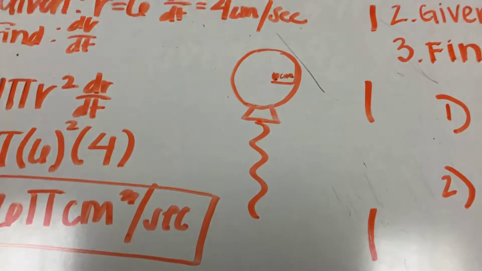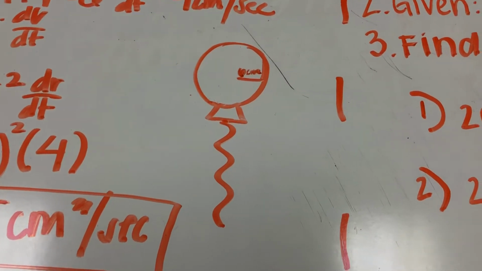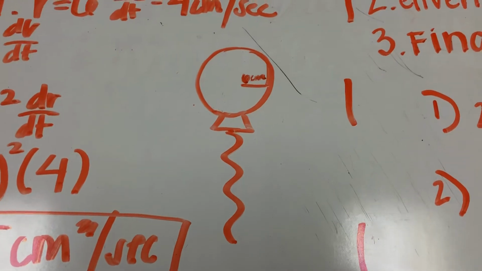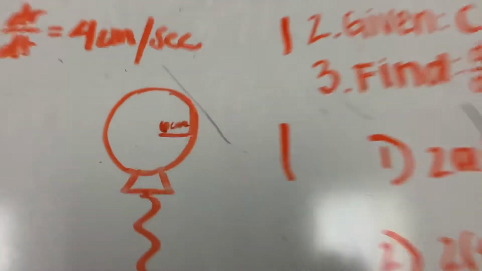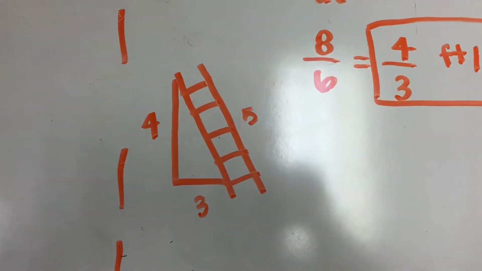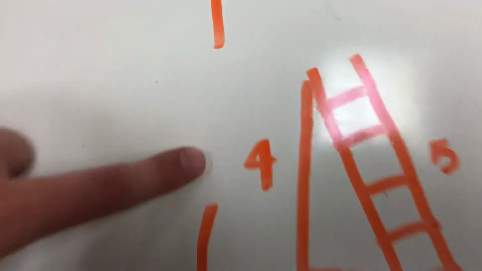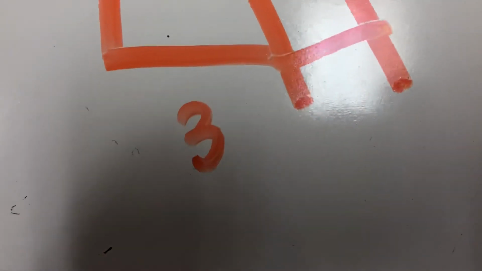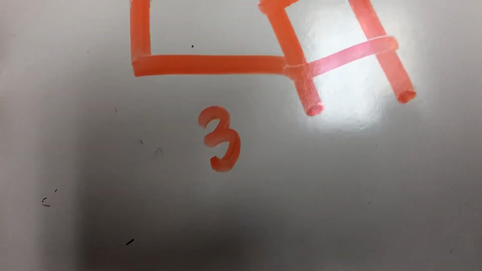And as you see, we have pictures here. This is a picture that displays the balloon question. That's the radius, 6 centimeters. Here, our picture displays the ladder question. Here's the 4-foot wall, 3 feet is how far away the ladder is, and then 5 feet is how tall the ladder is.